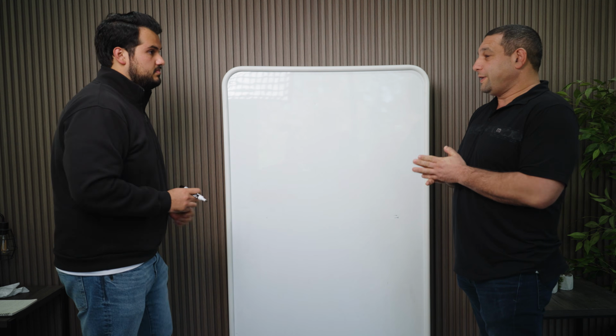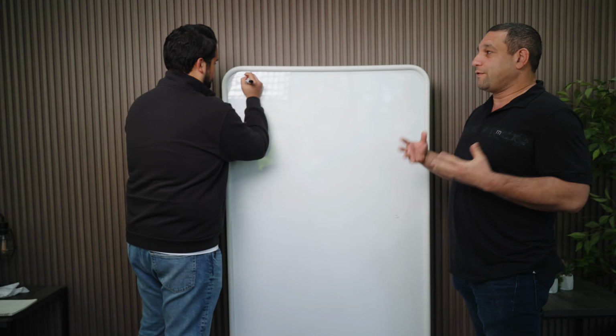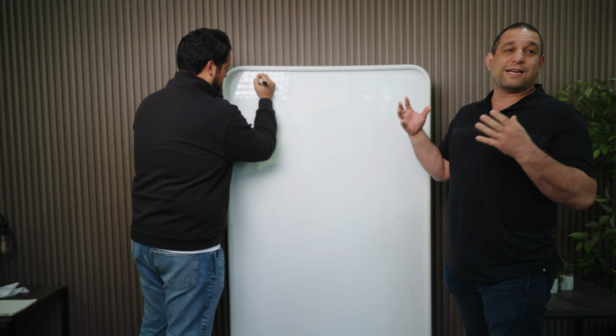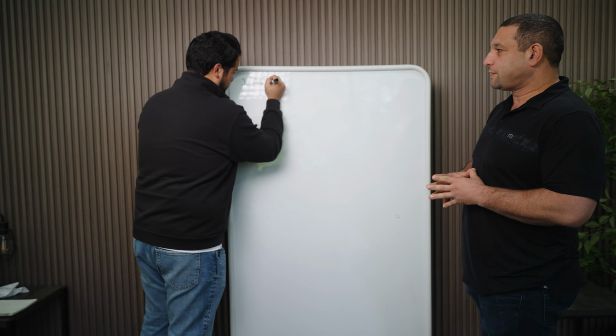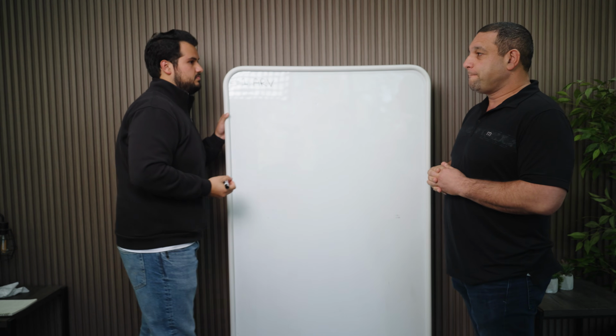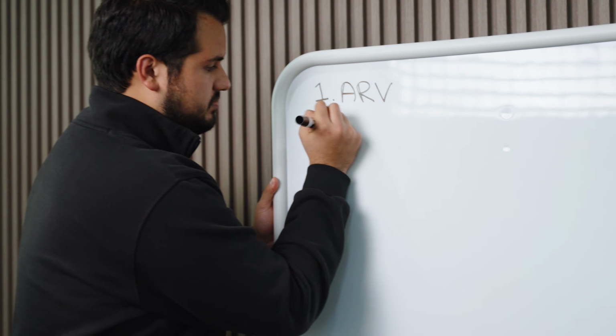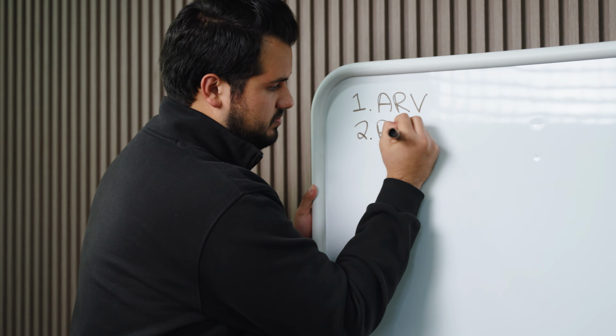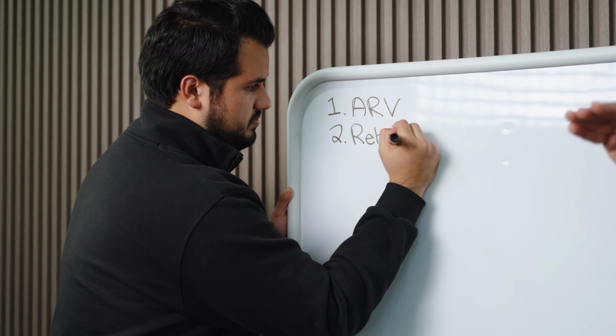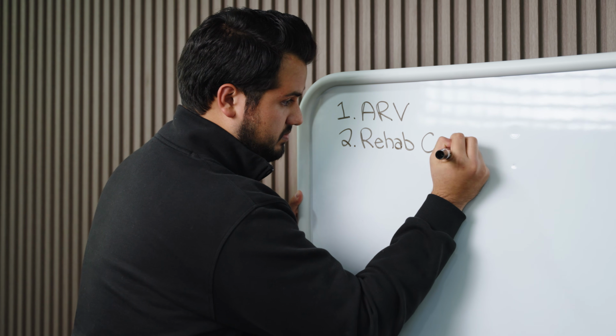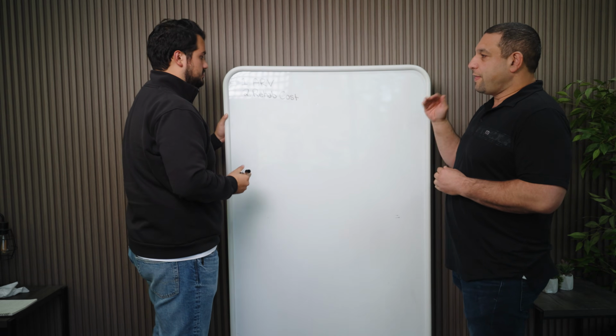So first off, we need to know what the ARV is, the after repair value, the price that we're gonna actually sell the property for after it's fixed up. That's the first thing you need when you underwrite a deal. The second thing you need to know is how much is the rehab? And if you take the ARV and you minus the rehab, you now get the as-is value.